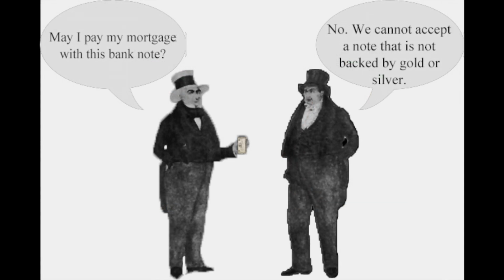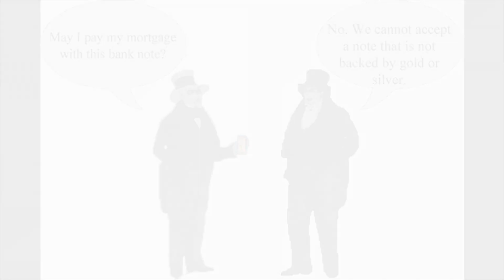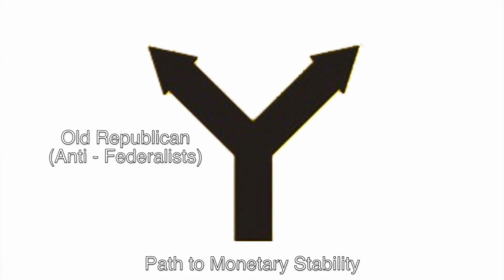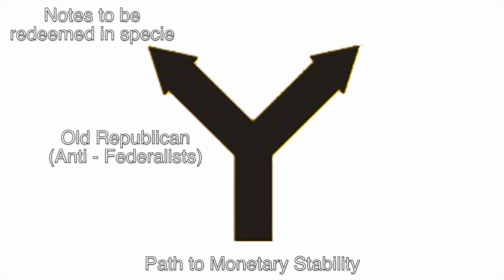This caused enormous uncertainty in trade and business. Two ways of dealing with this problem were considered. The old Republican Anti-Federalist path was to have the federal and state governments force inflationary reckless banks to redeem their notes in specie. When these banks failed to do so, they would be liquidated and their notes forced out of circulation.